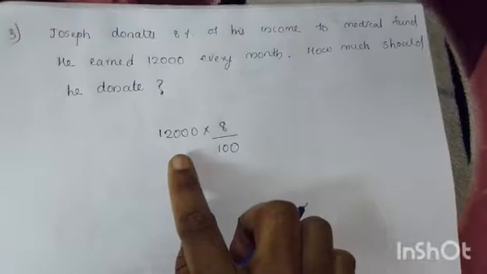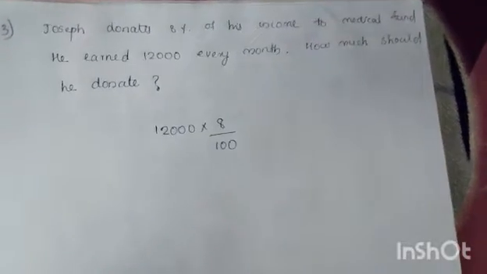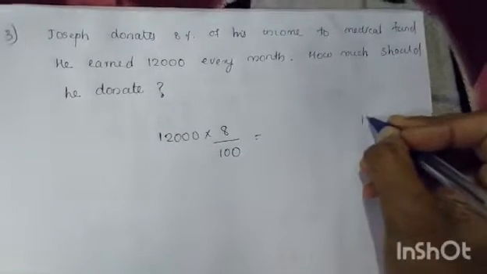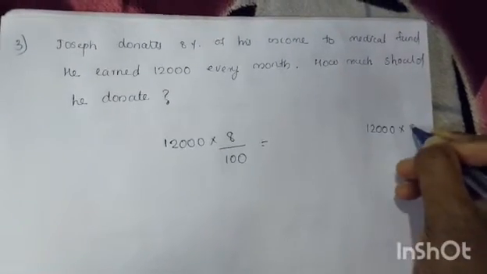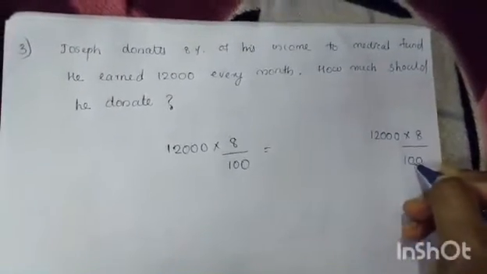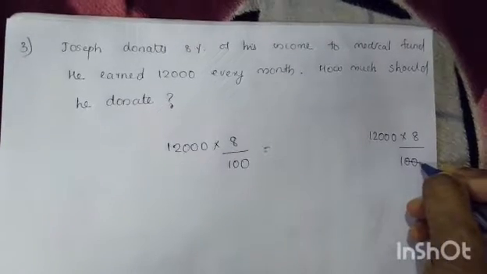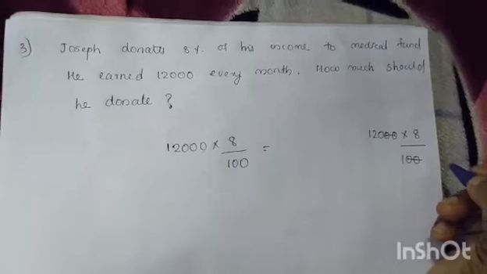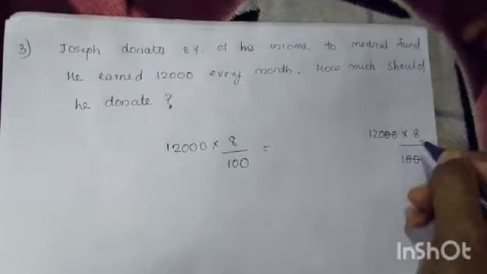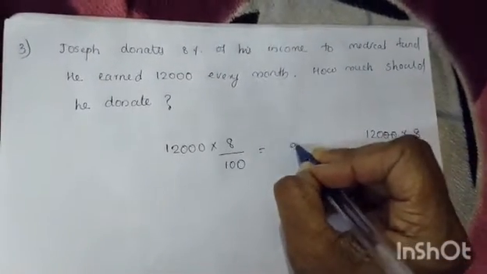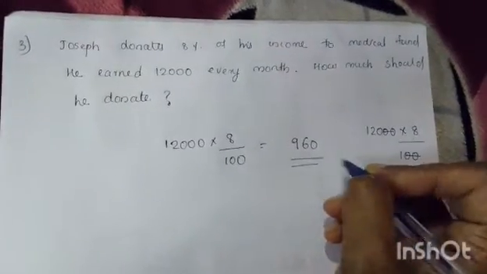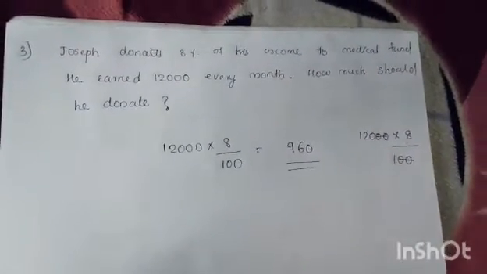Here first we cancel: 12,000 multiplied by 8 by 100. In the denominator there are two 0s, and in the numerator also there are two 0s, so we can cancel. Then 120 multiplied by 8, we get 960 rupees. This is the amount he pays every month.